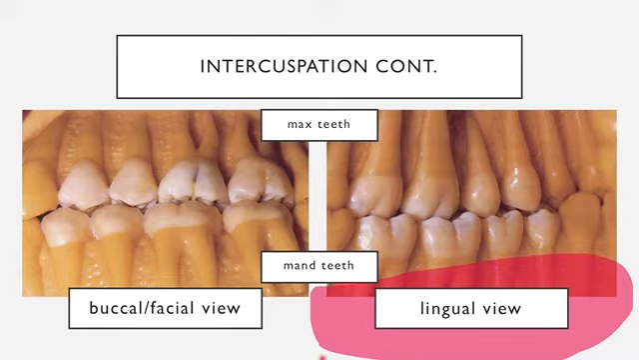So this is the tongue, this red thing that I drew, and the maxillary teeth are a little bit more buccal than the mandibular teeth, allowing for these cusps to kind of fit together, and so the cusps don't hit on each other whenever you're biting.